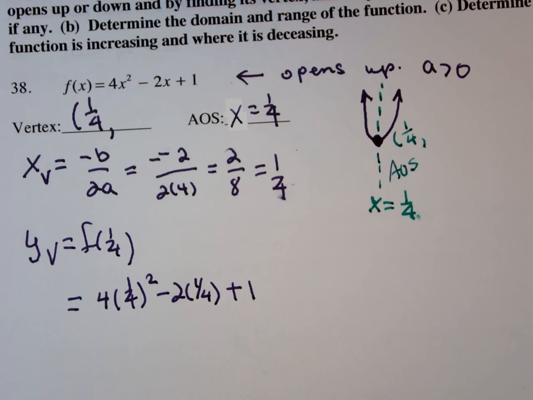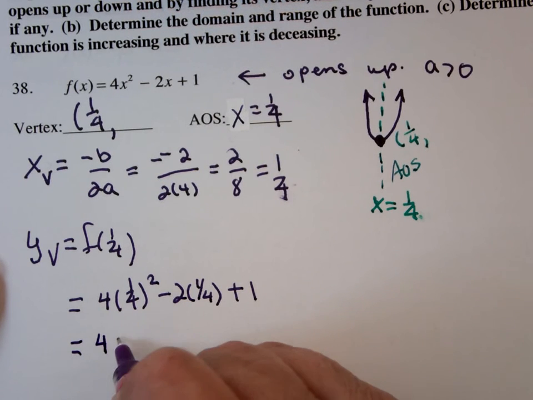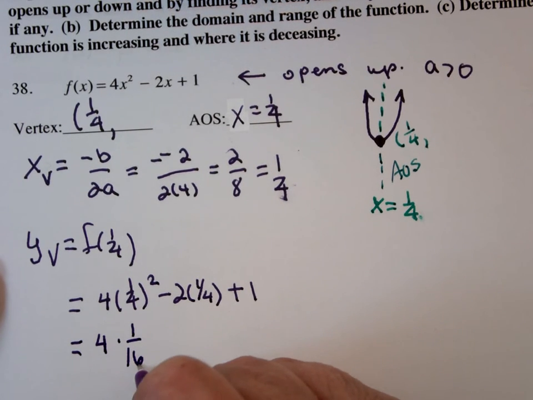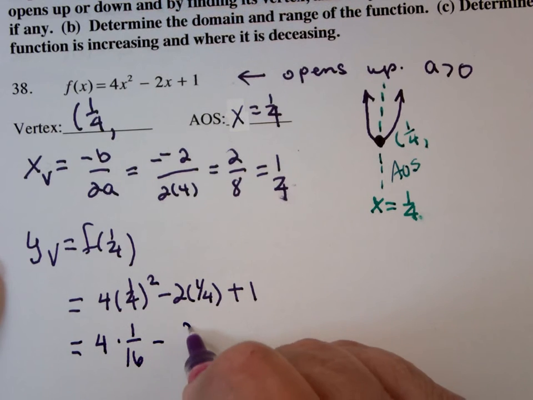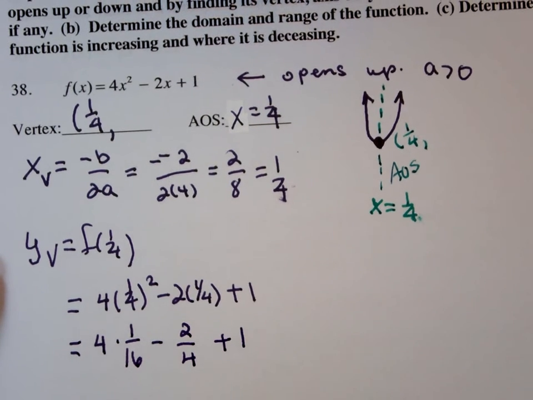Why is that? Speed it up. Speed it up when we're talking about an exam situation. However, we're going to play the fraction game. 1 over 16 minus, I'm going to leave this as 2 over 4, plus 1.